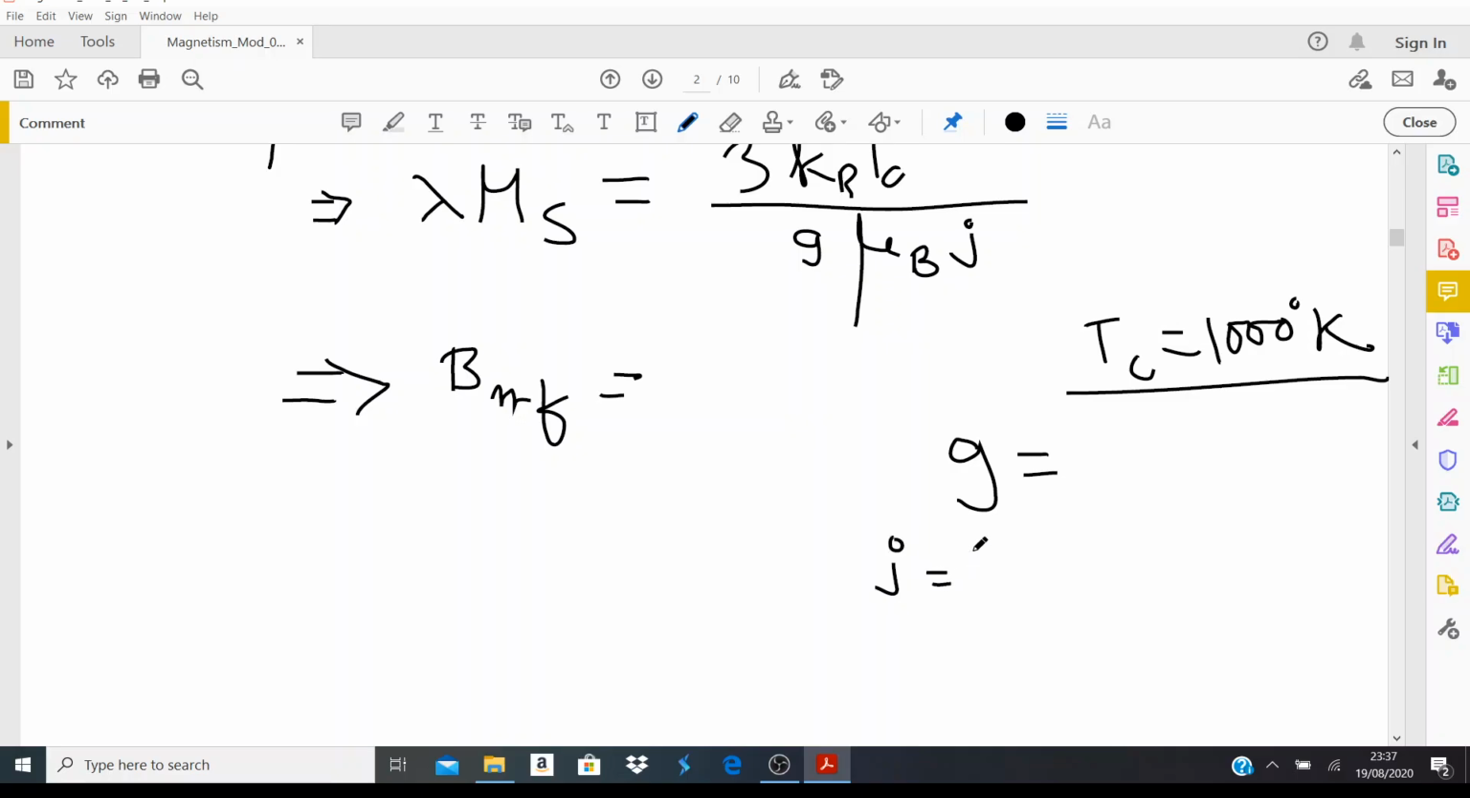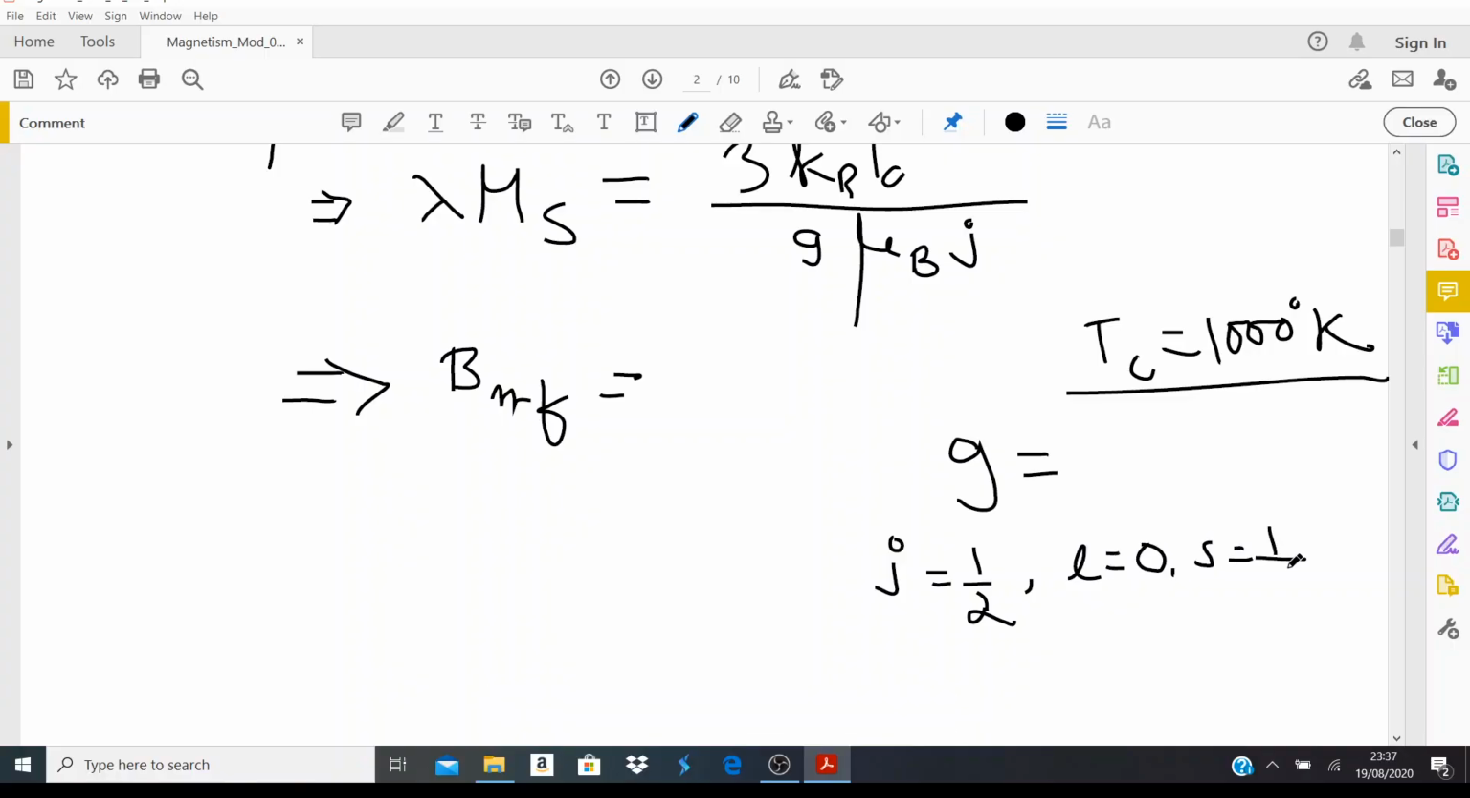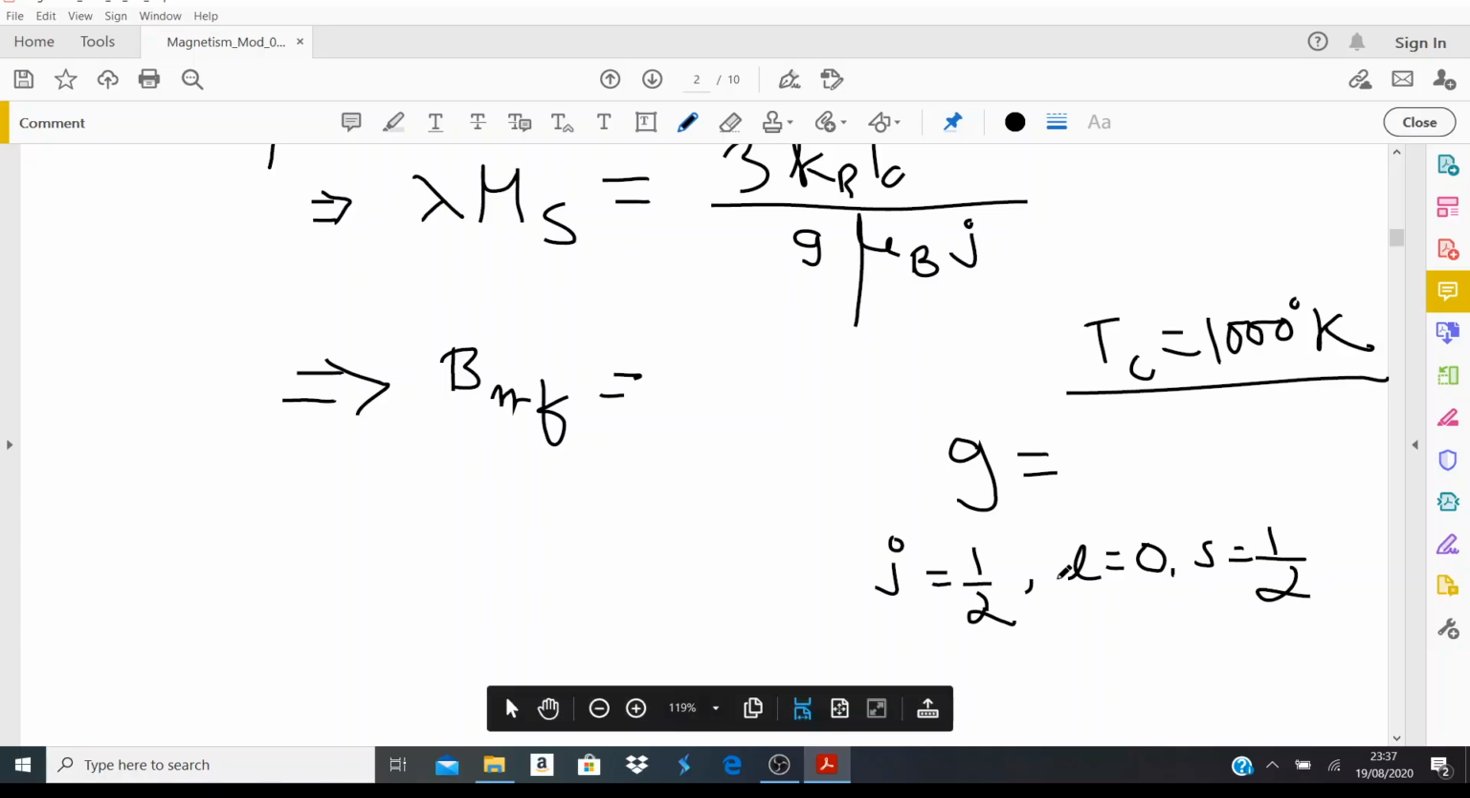The J is half here, so L is 0 in this problem, S is half, so L plus S is J, that's half. And once you know J, L and S, you can estimate the value of lambda G factor from the equation that I have derived in one of the classes.